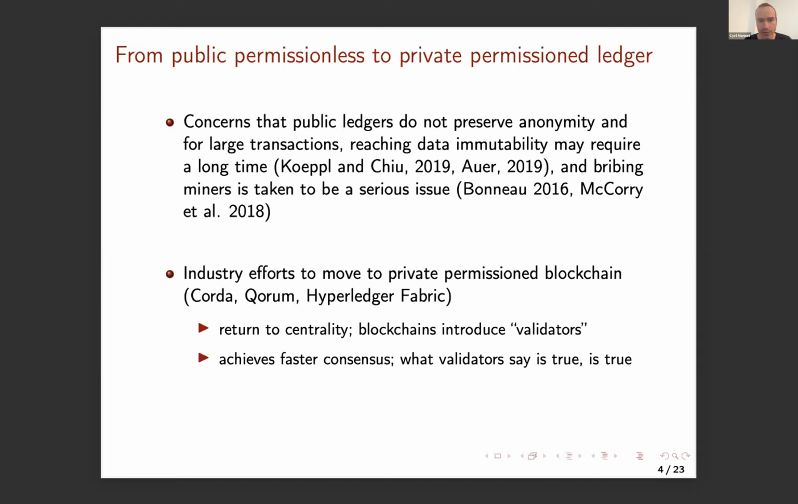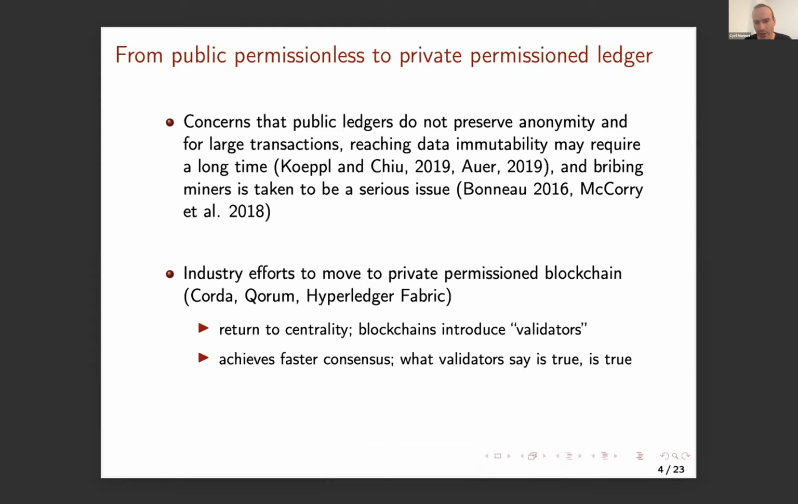This is a point that Thor and Jonathan have made, and Raphael has made as well. Given that it takes a lot of time to reach consensus, to reach data immutability, the industry has moved towards private permissioned blockchain. A private permissioned blockchain is a blockchain where not everybody can read and not everybody can write. The way that it works is that rights are given to some agents that we call validators, and these validators will be in charge of reading and writing on the blockchain.